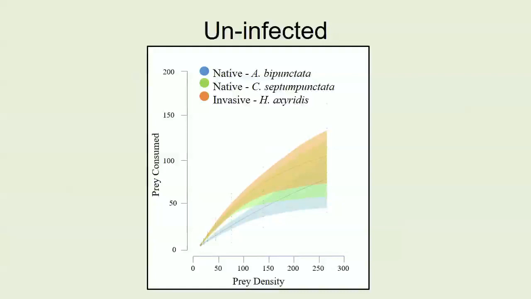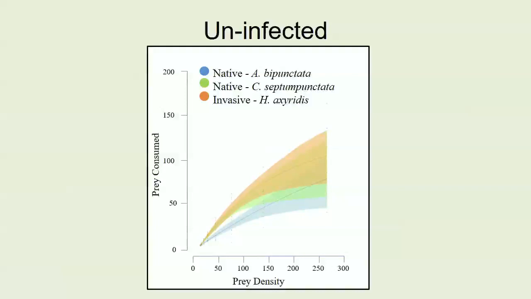When we considered our attack rate and handling time parameters, through pairwise comparisons between the three species, at least one of the two parameters differed significantly between each comparison. So we're able to say that the predatory behavior did indeed differ between the species, with the harlequin ladybird having the greatest predatory impact.